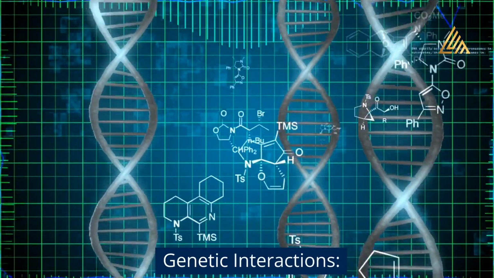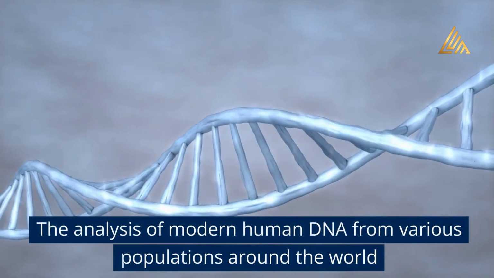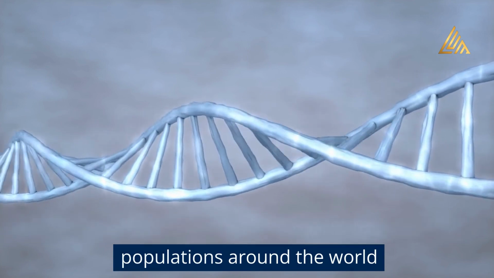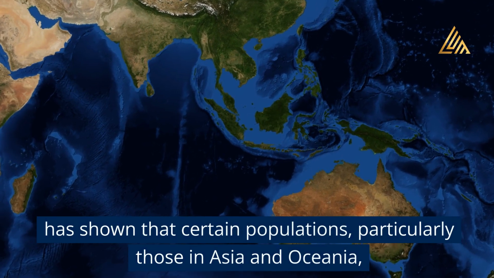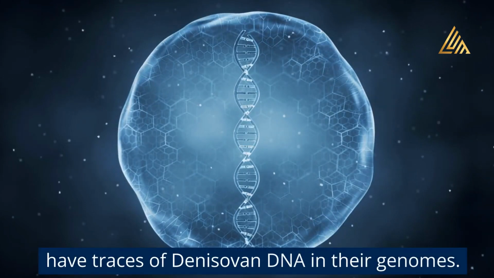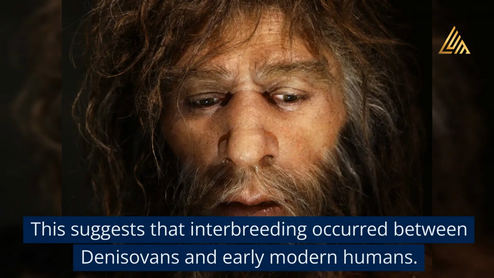Genetic interactions. The analysis of modern human DNA from various populations around the world has shown that certain populations, particularly those in Asia and Oceania, have traces of Denisovan DNA in their genomes. This suggests that interbreeding occurred between Denisovans and early modern humans.